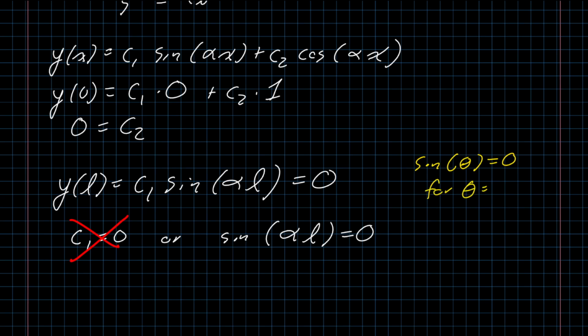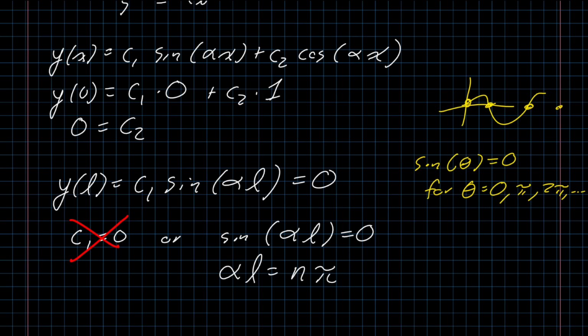For theta equals 0, pi, 2 pi, and so on, every integer multiple of pi is a solution to the equation sine of theta equals 0, because sine is periodic. Right? It keeps crossing the x-axis. So this equation, sine of alpha L equals 0, is going to be true whenever alpha times L is equal to n pi.